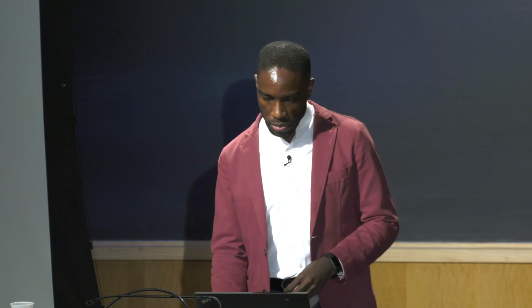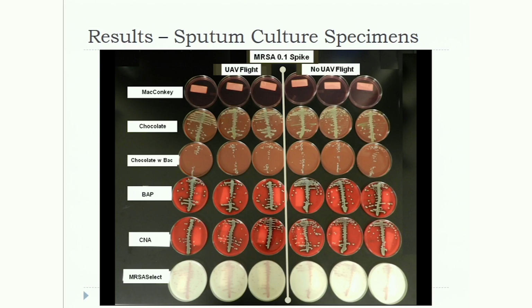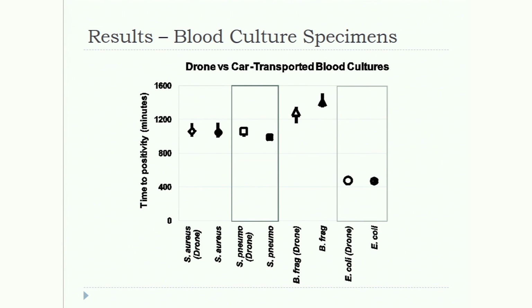The results from the sputum culture specimens: there was no impact of the flights, which was great. Same thing for the blood culture specimens. There was no impact of the flights. So here on the y-axis, we have the time to positivity. So at what time did the culture turn positive? And on the x-axis, we have the names of each of the organisms. And each of those dots corresponds to 6 individual blood culture tubes. And then you can see there was a lot of consistency in when they turned positive.